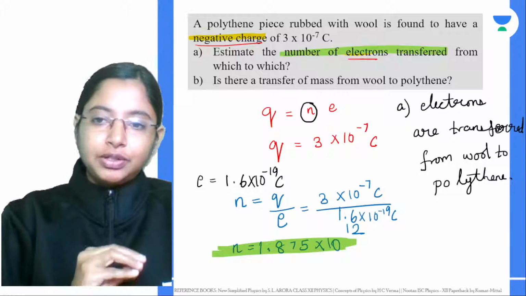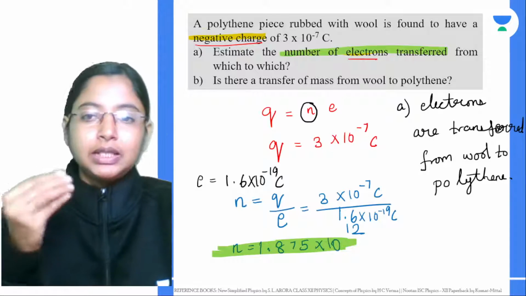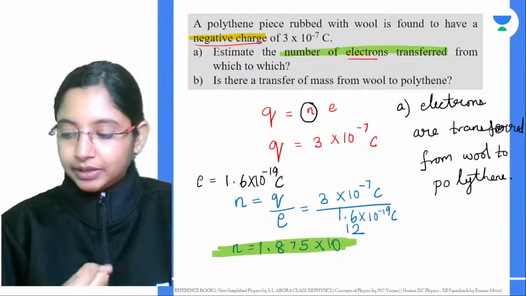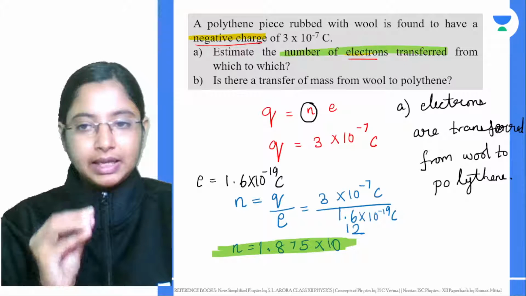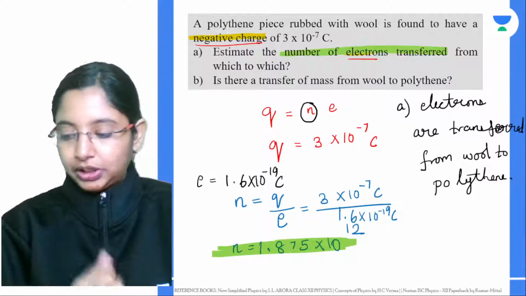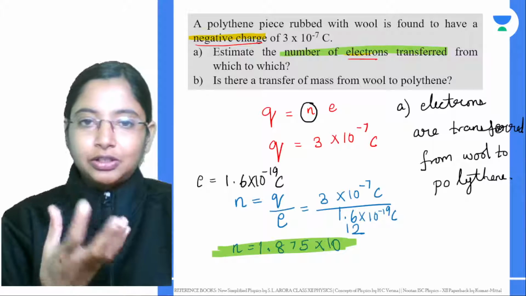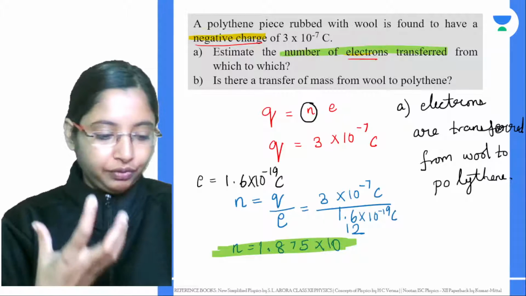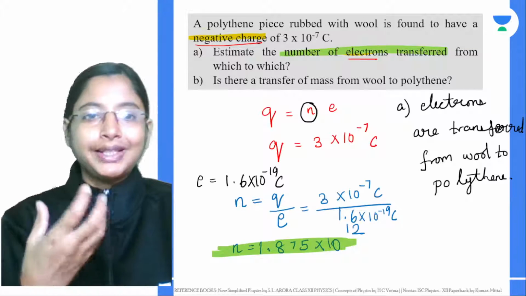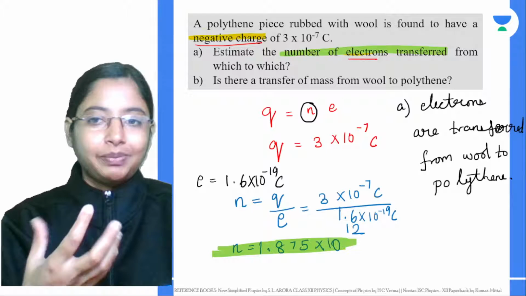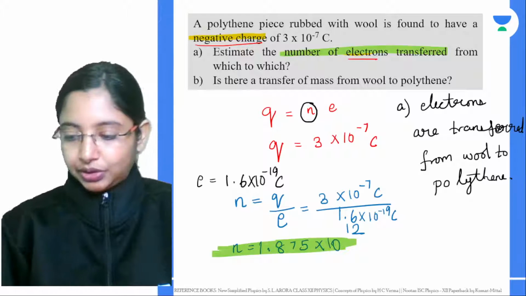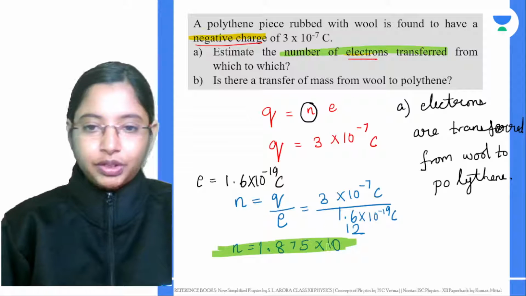So when electrons are transferred from wool to polythene, the polythene bag acquires a small transfer of mass. Sorry, not charge, the mass of the polythene bag increases by a very small amount. So what will be the transferred mass in this case?